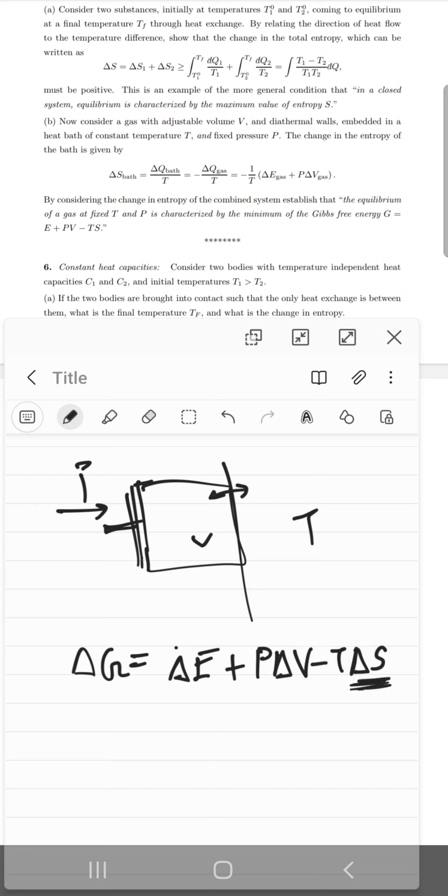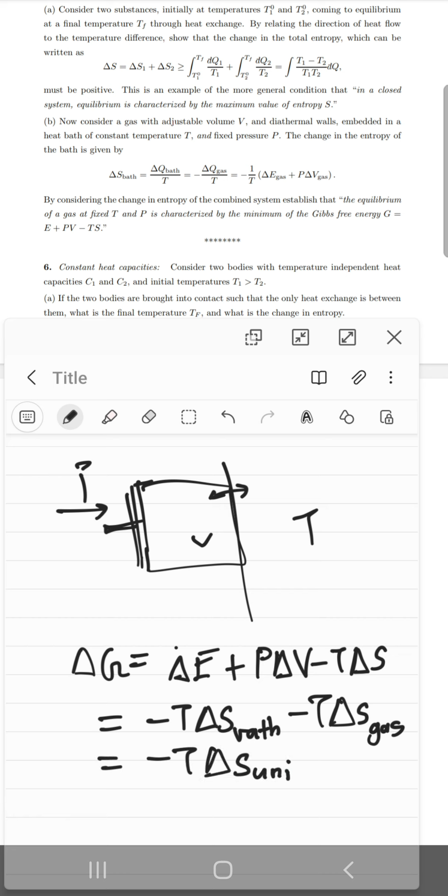So delta S is for the gas, right? We kind of don't know what T delta S for the gas is because this could be completely irreversible sort of a thing. We have no idea. But we do know that the delta S of the bath is exactly just this quantity, right? More like negative 1 upon T, the bath is actually this quantity. So we can just write it like that. Negative T delta S bath, negative T delta S of the gas. That's what delta G is. So it's just negative T delta S universe. Alright, so what we want to say is that the equilibrium of a gas is characterized by the minimum of the Gibbs free energy. Cool.